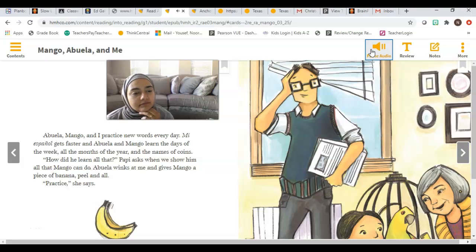Abuela, Mango, and I practice new words every day. Mi español gets faster, and Abuela and Mango learn the days of the week, all the months of the year, and the names of coins. How did he learn all that? Papi asks when we show him all that Mango can do. Abuela winks at me and gives Mango a piece of banana, peel and all.